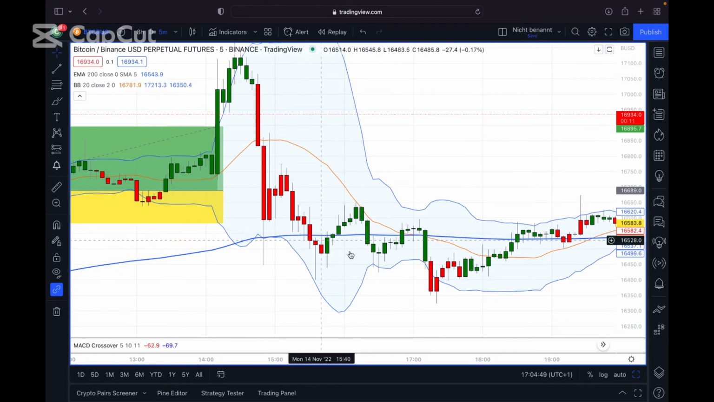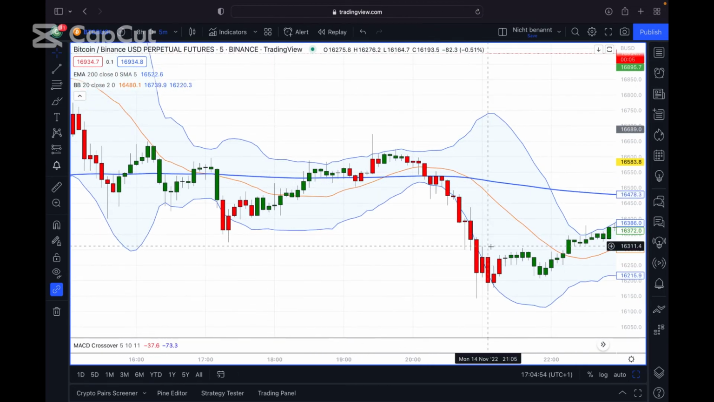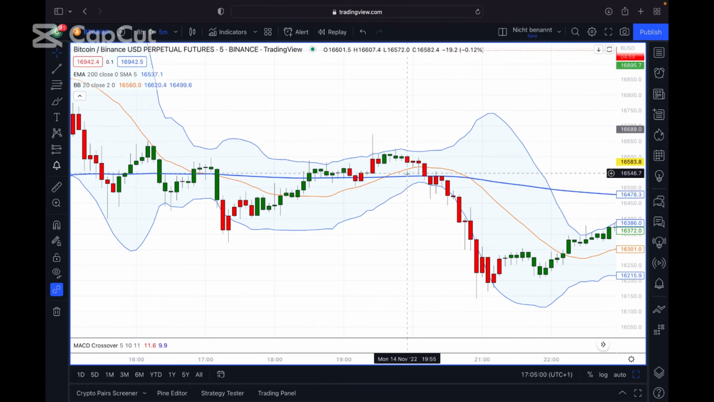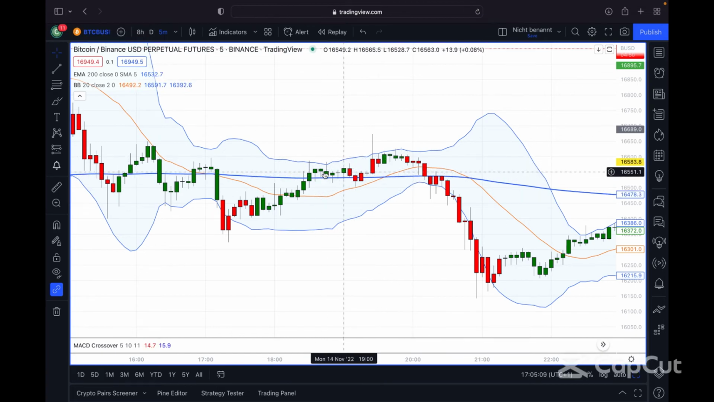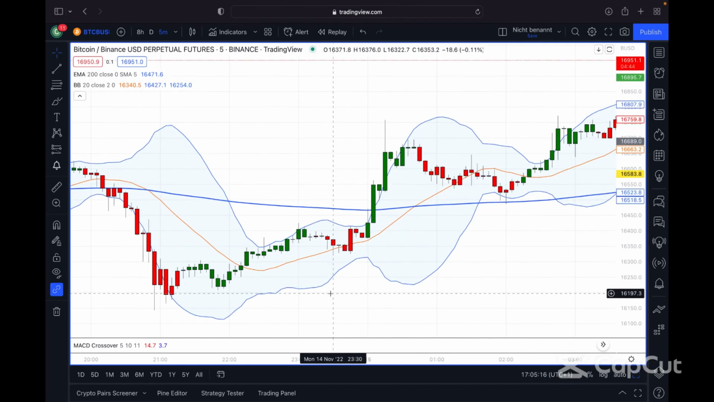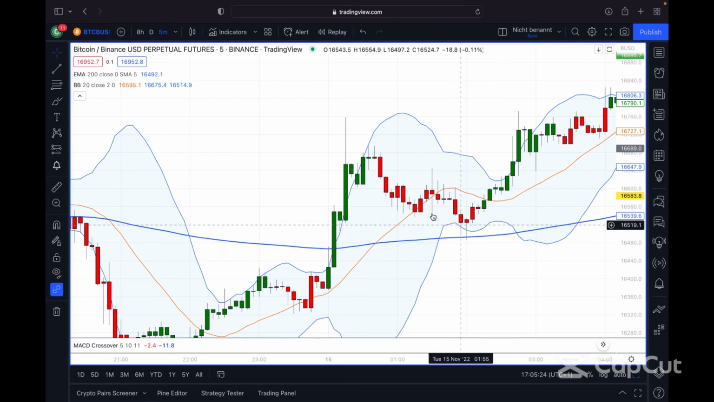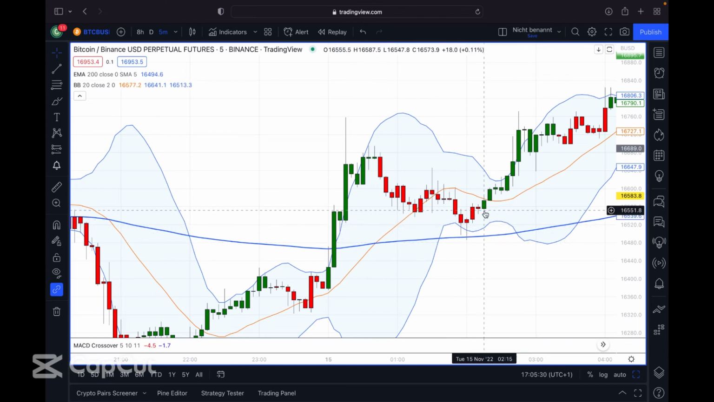So here we have to just wait till the price fully comes down under the 200 EMA. This could also be a short position, but as you can see the price struggles here on the 200 EMA and then comes down, and so the next possible entry would be here. As you can see, the price comes down to the lower Bollinger Band and then moves away from here.